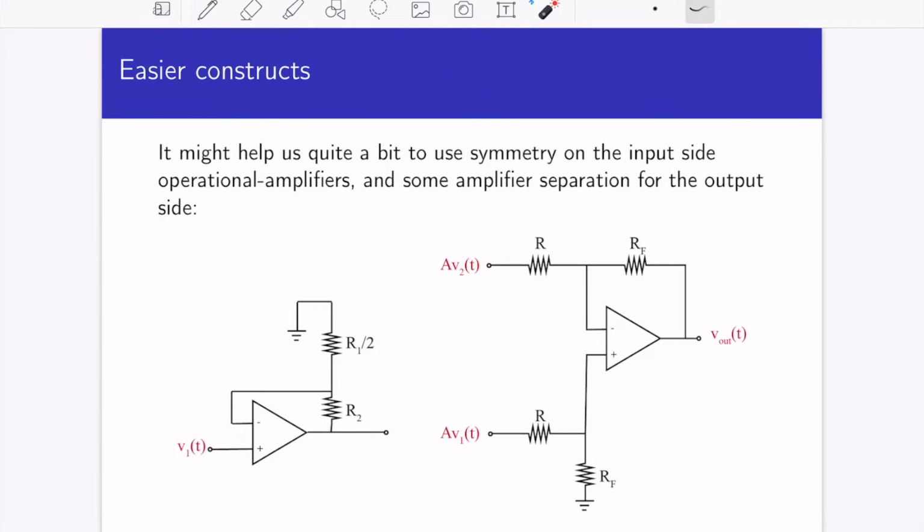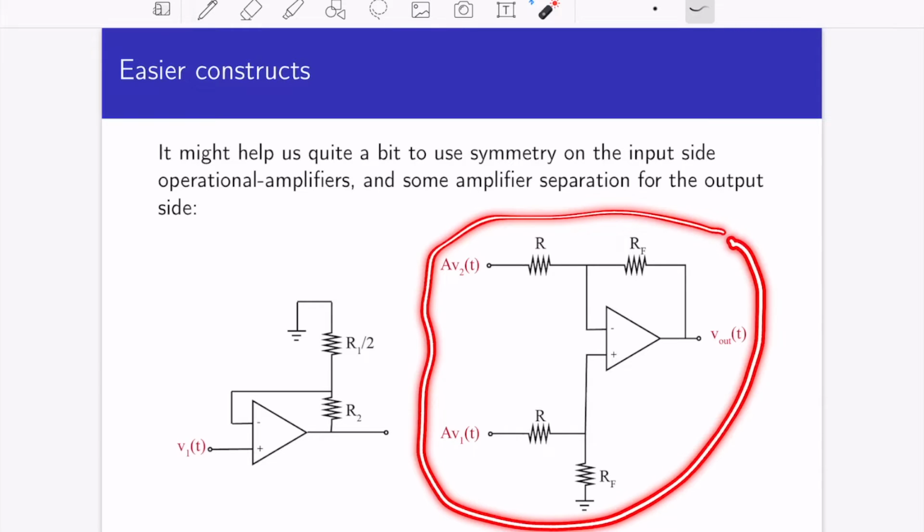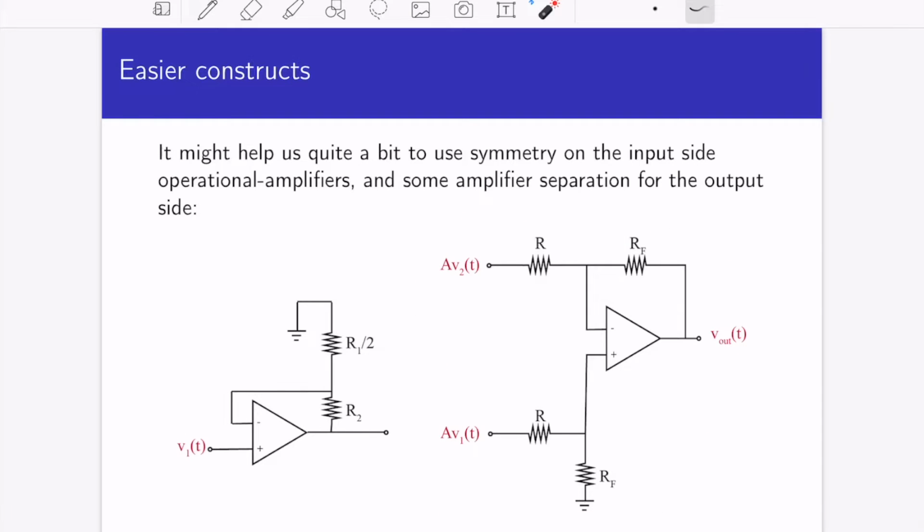So how we can draw this is something like this. This is the input side. We're going to use symmetry, so that allows us to break that middle resistor in half for the analysis part. And then we have it for both of those op amps. Okay, and then this is just the circuit I circled on the previous slide. We'll call the output of each side something like A V1 of T, where A is the gain of this circuit.